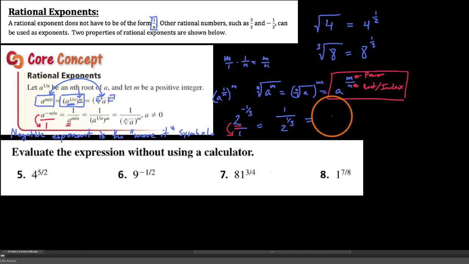And then we could rewrite this as 1 over the cube root of 2. And these would mean the same thing right here, these two expressions. So what we're going to do in this video is evaluate these expressions, but we're going to do it without using a calculator. So let's take a look at our very first expression here.